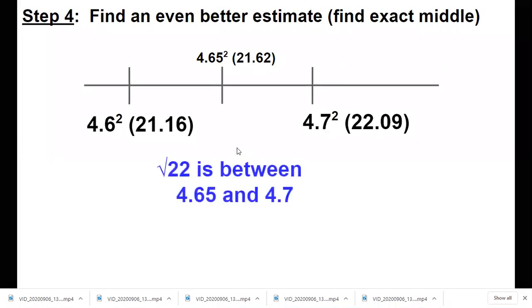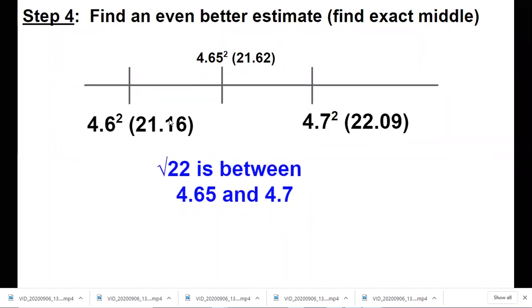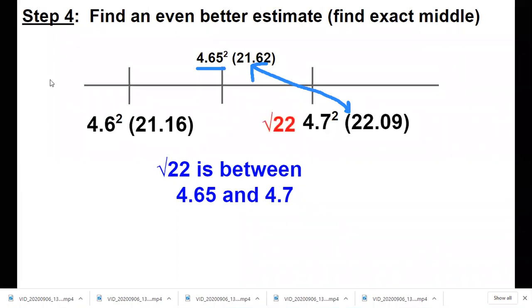So the square root of 22 is between 4.65 and 4.7. So we now have a new lower limit right here, because 22 is going to fall between 21.62 and 22.09. So that's an even better estimate. So there's the square root of 22 fitting in there somewhere.